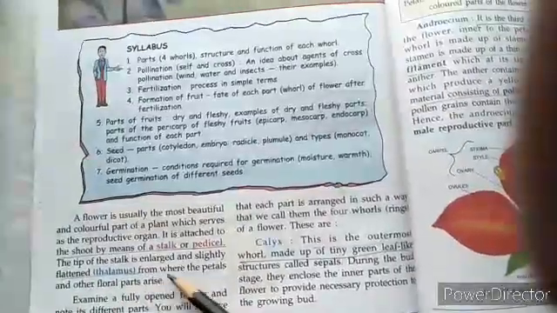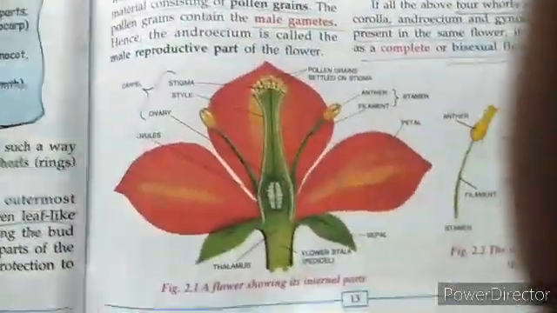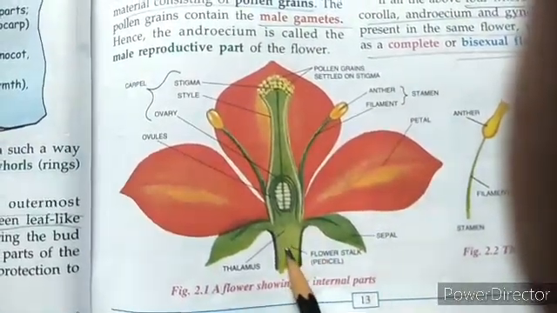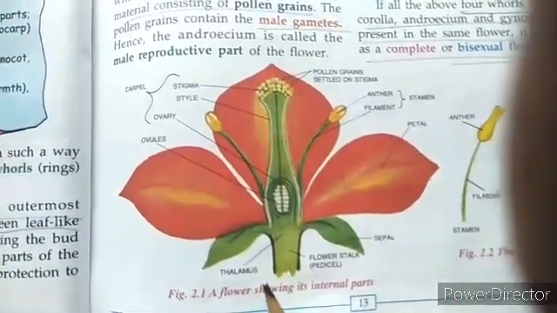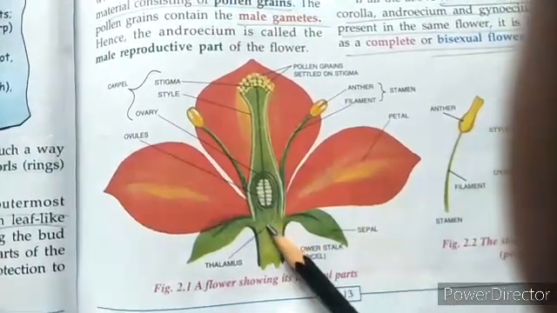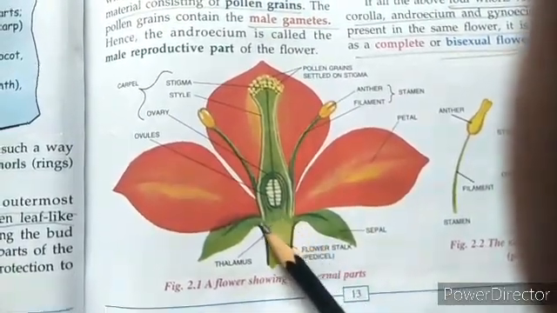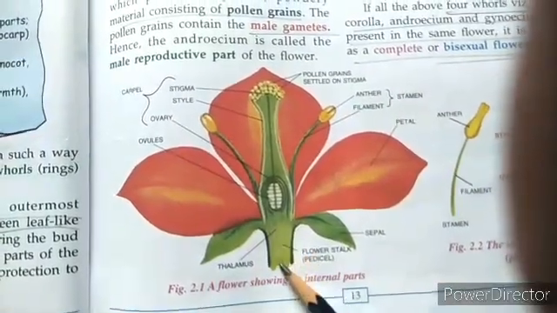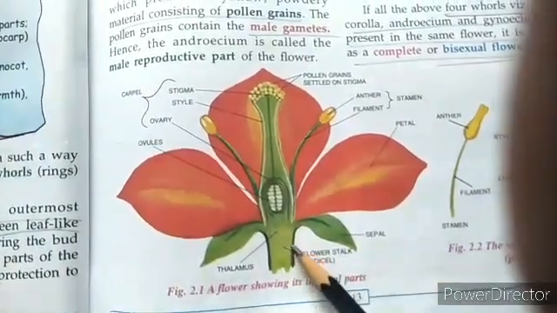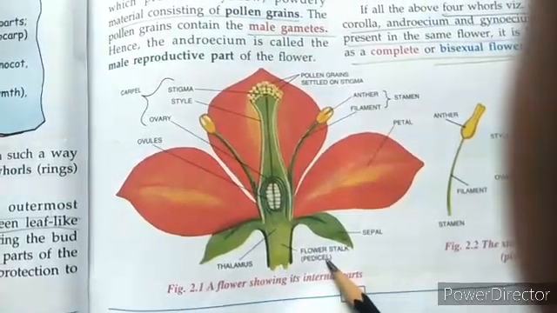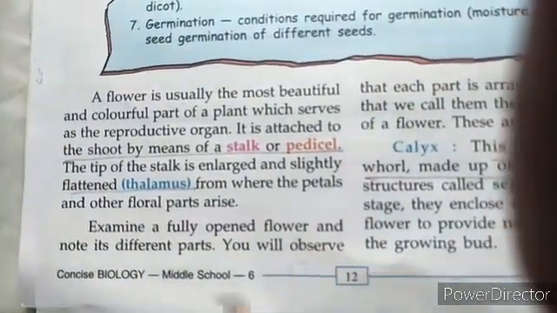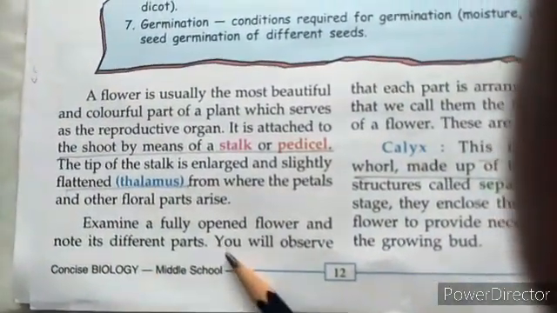So let's have a look at this diagram here. This is the thalamus here, the base of the flower, and the stalk that attaches the flower with the branch is known as the pedicel. So we have seen this now. Examine a fully opened flower and note its different parts.